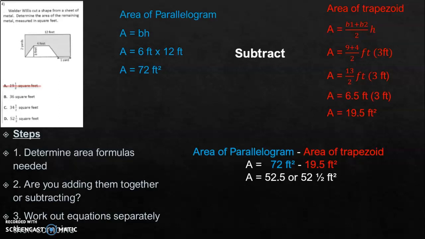So I look at A, it's not 19.5. I look at B, it's not 36. I look at C, it's not 34.5. But it is D, 52.5. So that's number 4. Right, we move on to number 5.